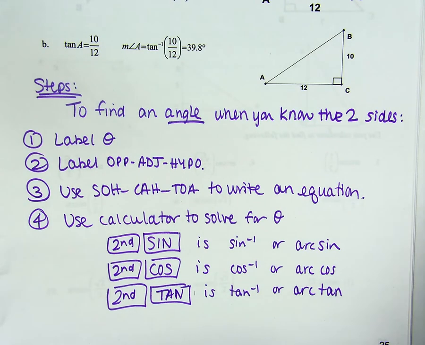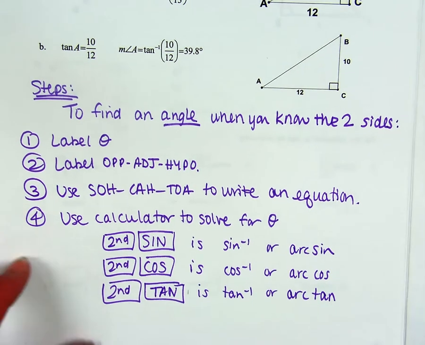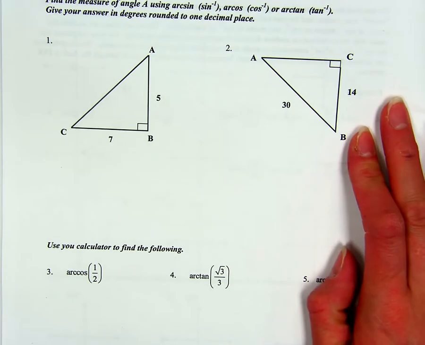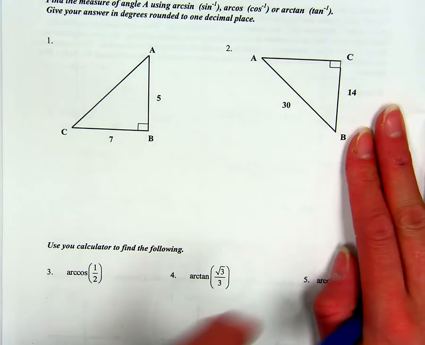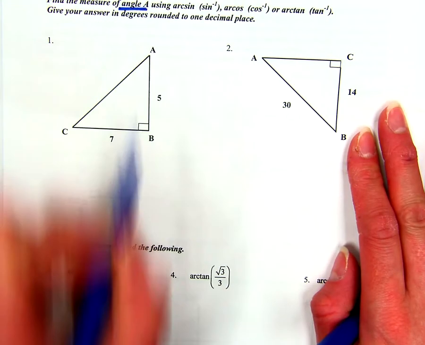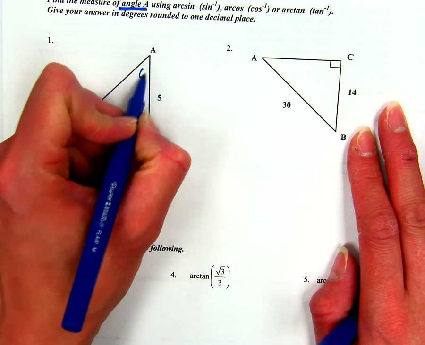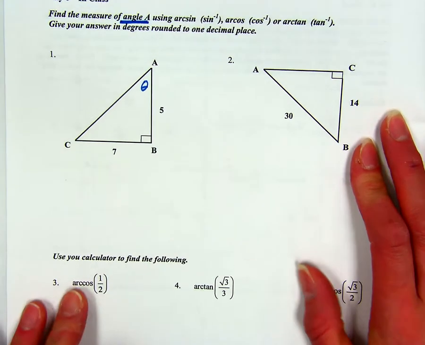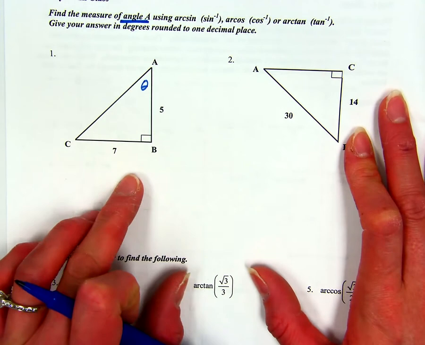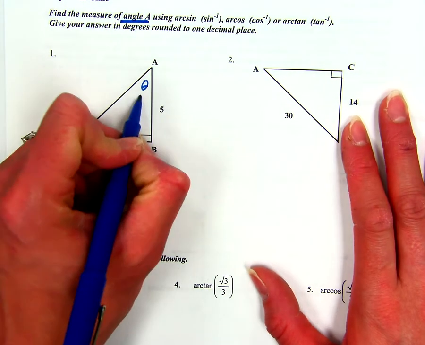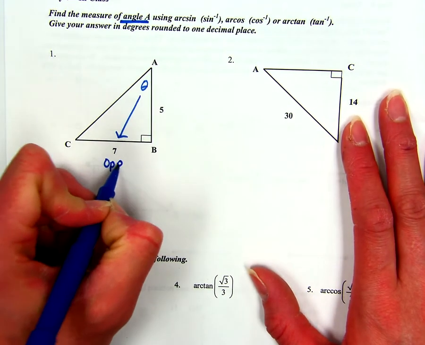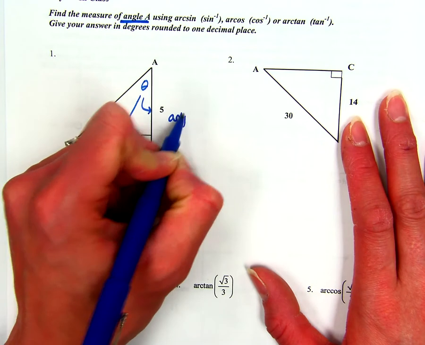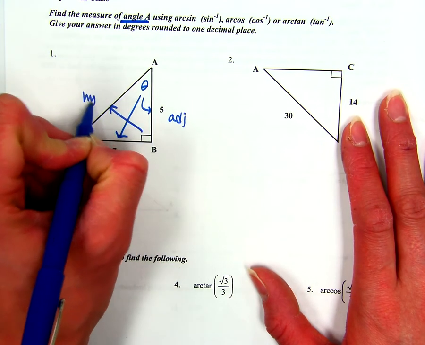All right, we're going to go into the problems on page 26, so go ahead and flip over. If you need to pause the video, go ahead and do so. Problem number 1 says find the measure of angle A. First step is label theta, so put your theta by angle A. Then label the sides: opposite, adjacent, and hypotenuse. Right here is opposite, this is adjacent, and across from my 90 is hypotenuse.